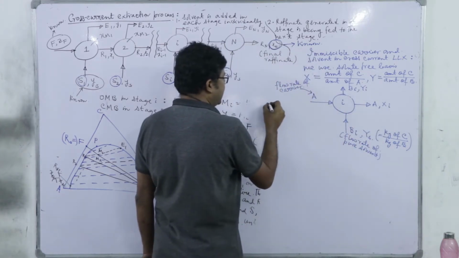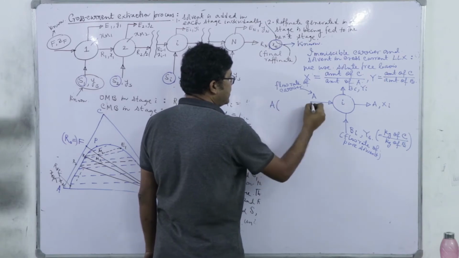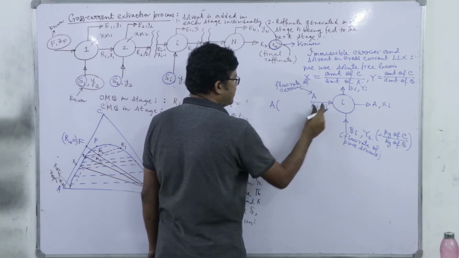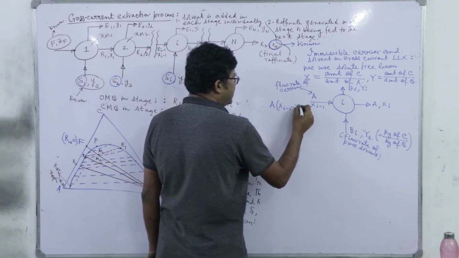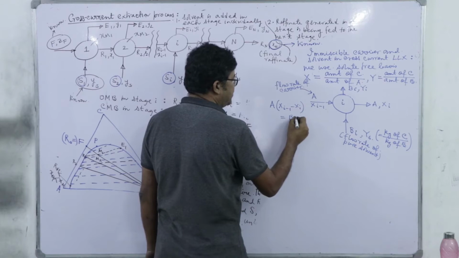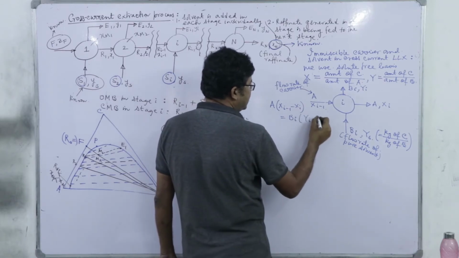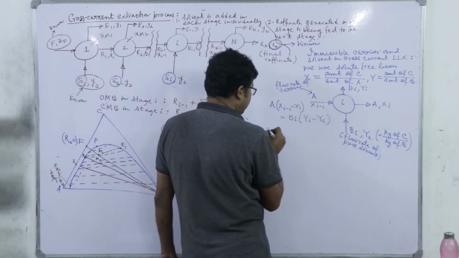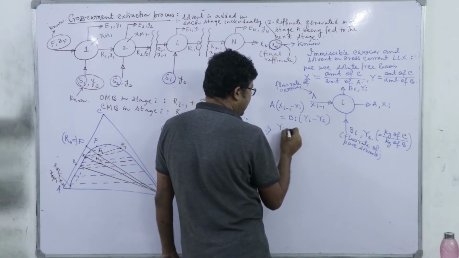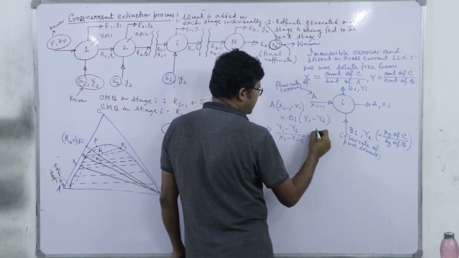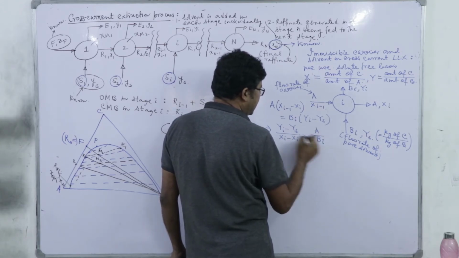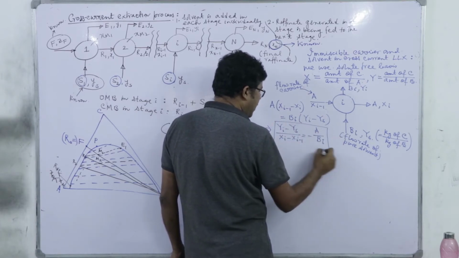So if I write the balance, here the balance is much easier. A into Xi minus 1 minus Xi is equal to Bi into Yi minus Ys. So Yi minus Ys divided by Xi minus Xi minus 1 is equal to minus A divided by Bi. So that's the equation of operating line.